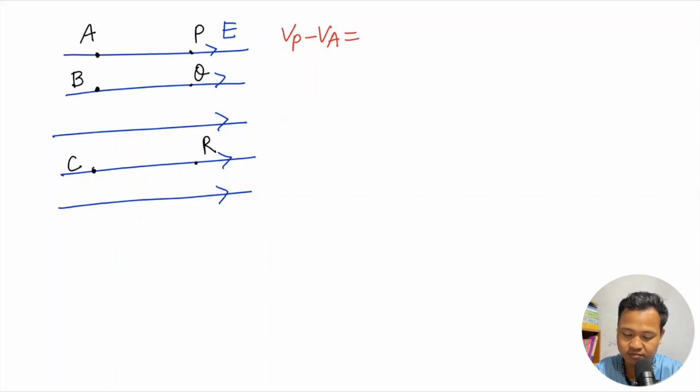Let's say the separation from A to P is X, and here also X. Then VP minus VA equals E into X. This is the relationship between electric field and potential difference: potential difference equals E into d. So VP minus VA is E into X. Same thing for VQ minus VB, E into X. And VR minus VC, here also E into X.